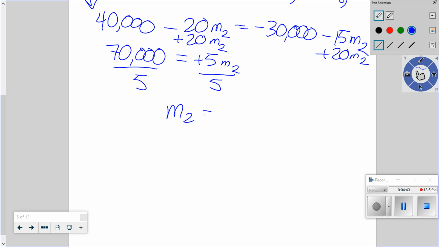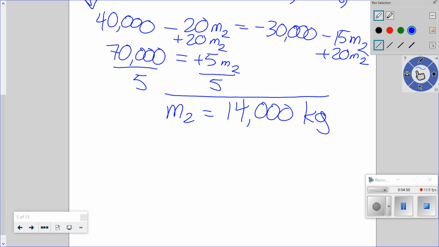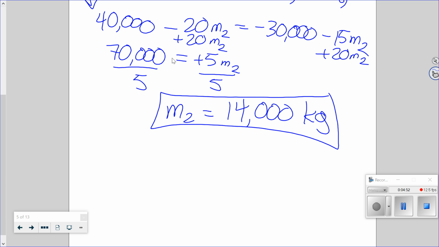If I didn't do an arithmetic error, it's 14,000, but I can't get full credit just for writing the number 14,000. I need kilograms. Okay.